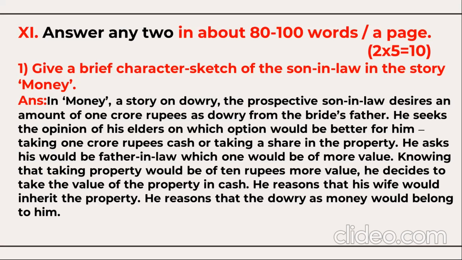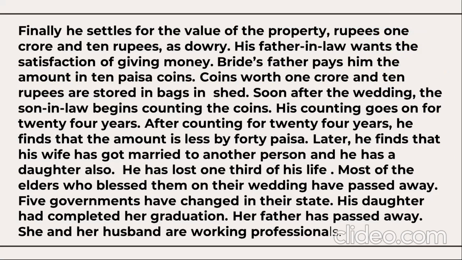So knowing that taking property would be of 10 rupees more value, he decides to take the value of the property in cash. He reasons that his wife would inherit the property, so he reasons that dowry as money would always belong to him. Finally, he settles for the value of the property, 1 crore and 10 rupees, as dowry. His father-in-law wants the satisfaction of giving money.